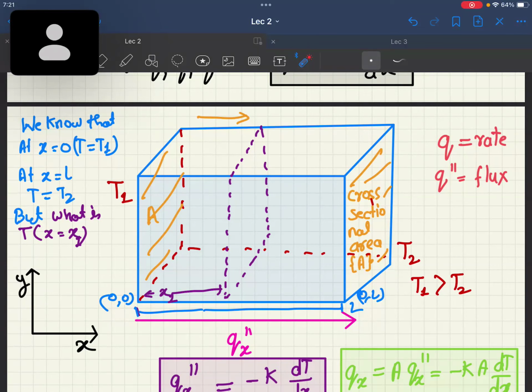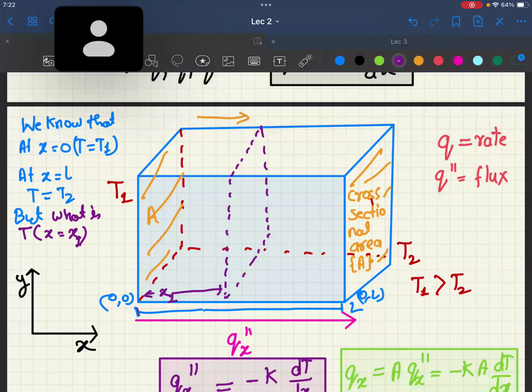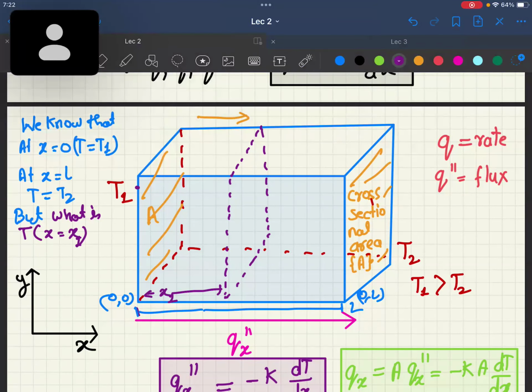So what will be the temperature profile inside the slab? Can anybody tell? कोई बता सकता है? Can anybody tell what would be the temperature profile? कोई नहीं बता पाएगा. Temperature profile is going to be linear. तो temperature ऐसे vary होगा. It's going to vary like this. So this is temperature T2, like this, linear.